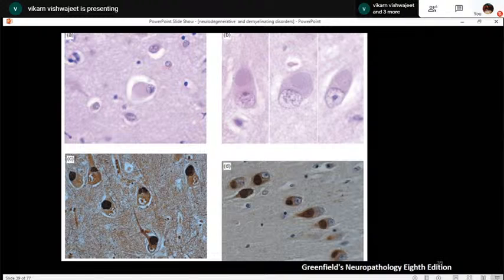Pick's bodies have a slightly basophilic appearance, and they can be seen in pyramidal cells of the cortical neurons or in the dentate cells of the hippocampus. So this is the silver stain which highlights these Pick's bodies, and this is your tau immunohistochemical stain, which highlights the Pick bodies in these cells.